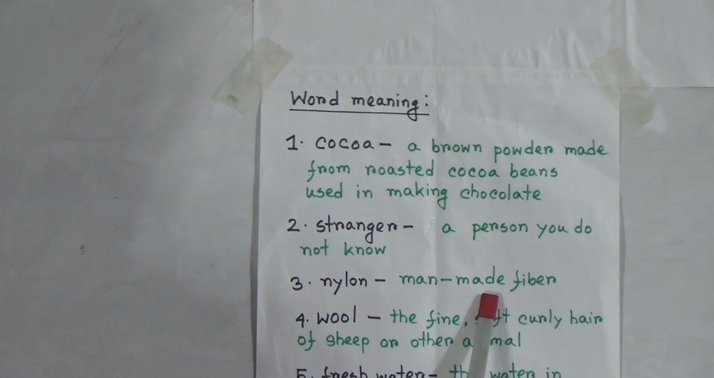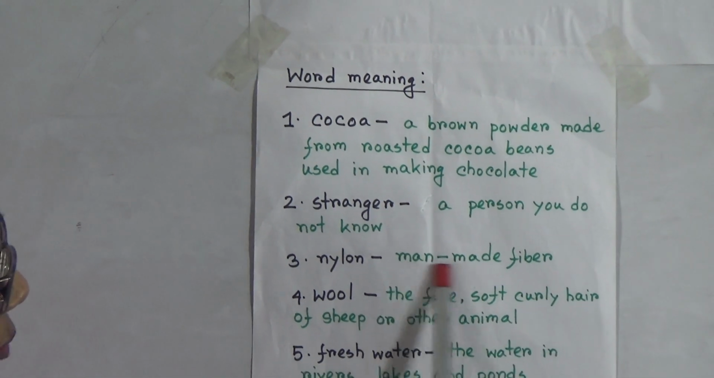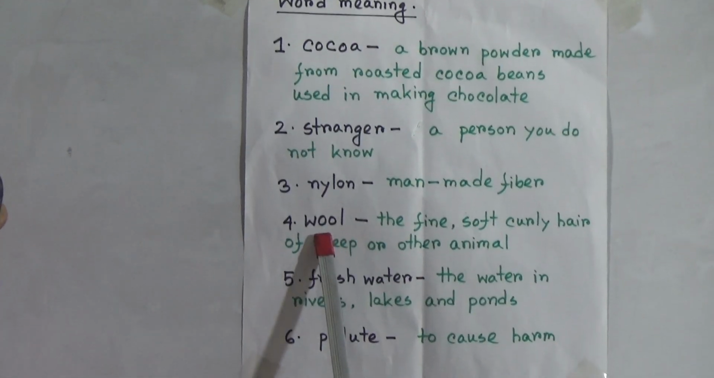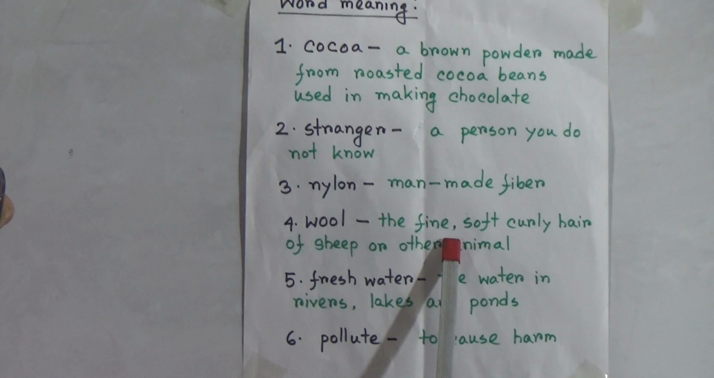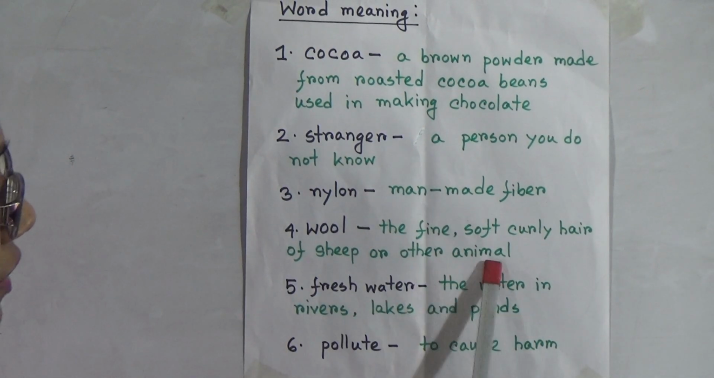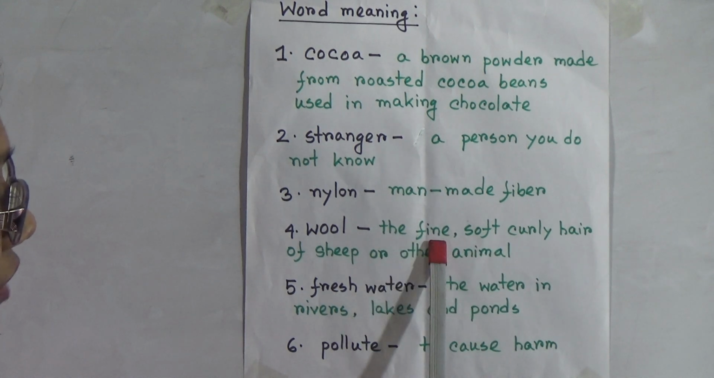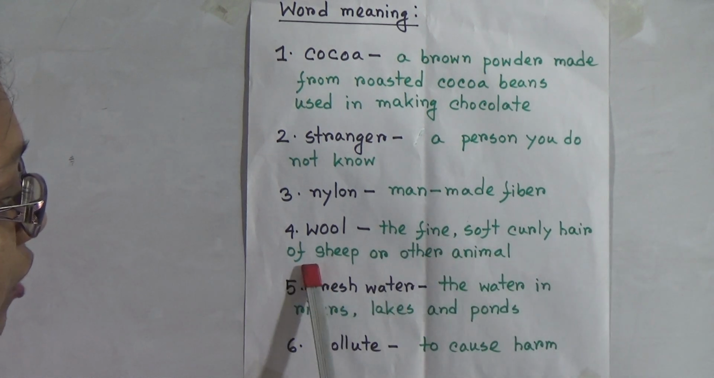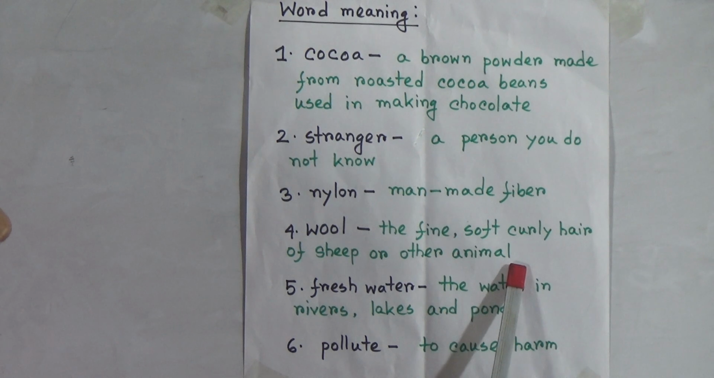Number 3, nylon, man-made fiber. Number 4, wool, the fine, soft, curly hair of a sheep or other animal.